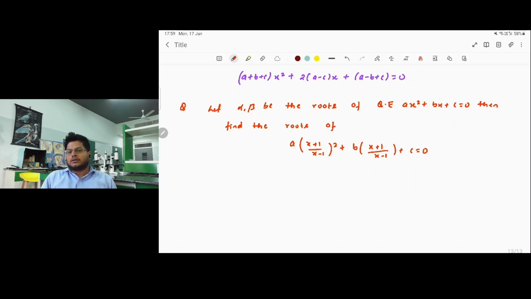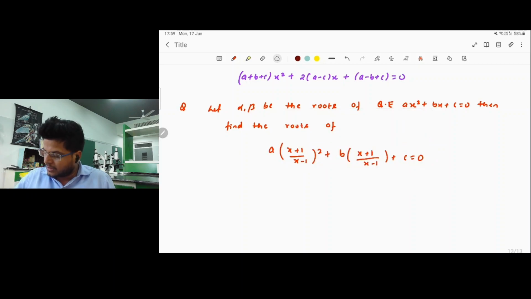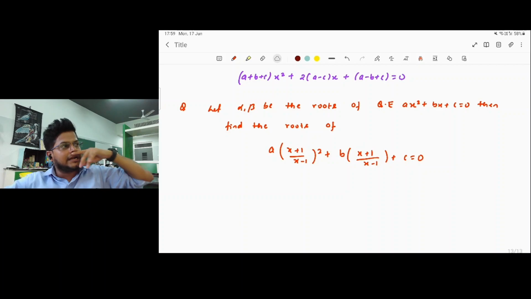Can you get this clarity? The understanding of the question is that this time they're not asking you to form a quadratic equation whose roots are so and so. Here, they have said that alpha and beta are the roots of a quadratic, and then they're asking you to find the roots of another quadratic equation, right?